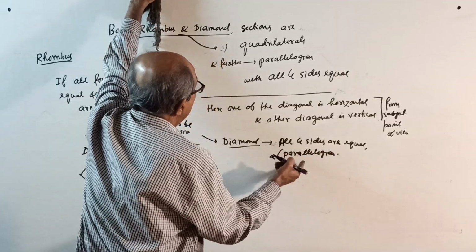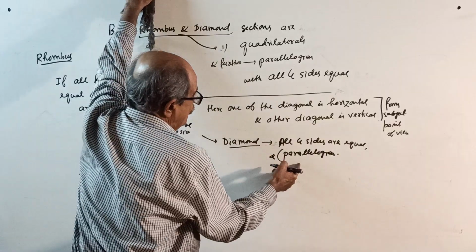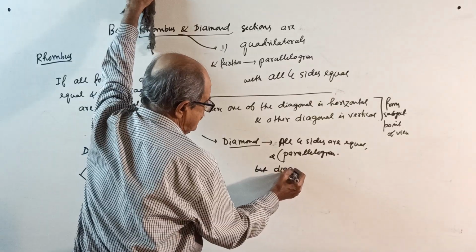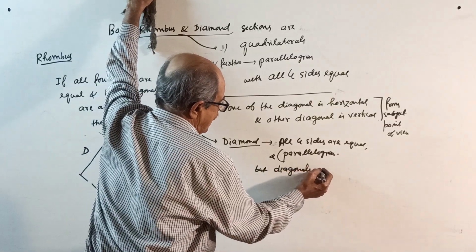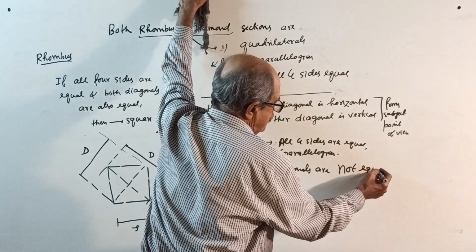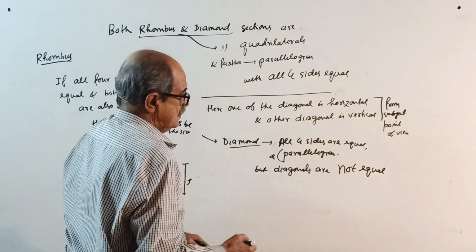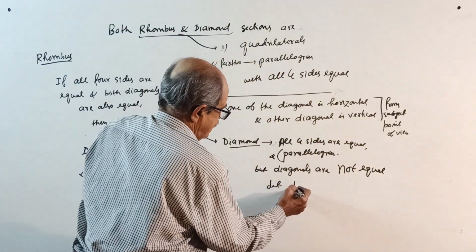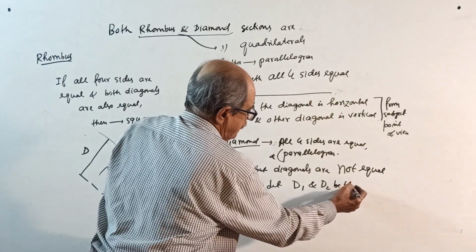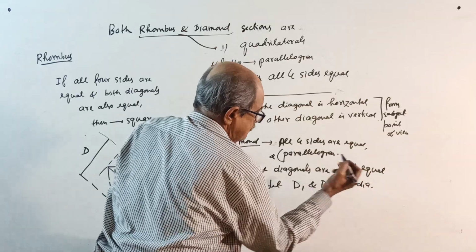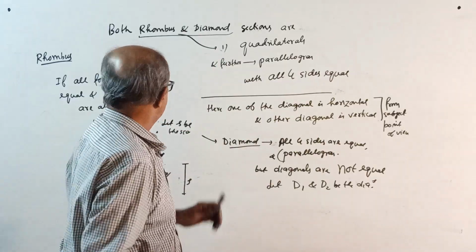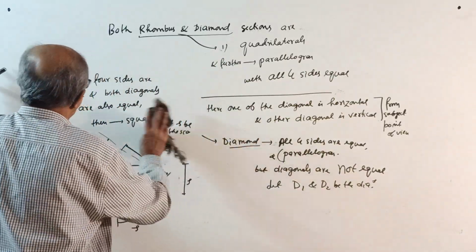It is a quadrilateral, but diagonals are not equal. Not equal. Okay. So let D1 and D2 be the two diagonals, something like that. Okay, now further. This I will remove now.